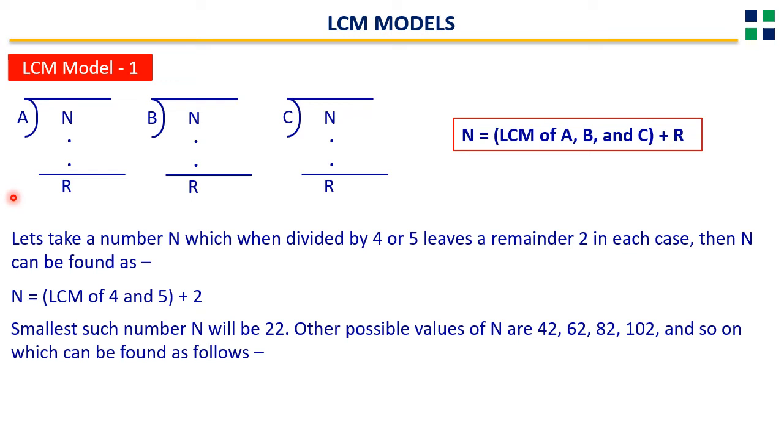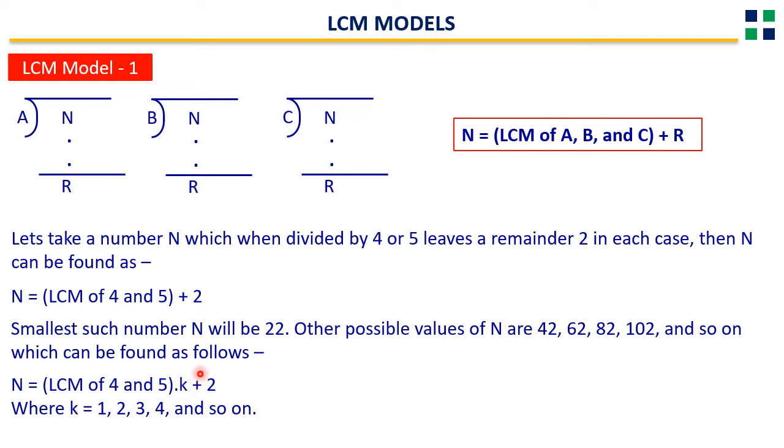Another possible value of n can be 42, 62, 82, 102 and so on, which can be found out as LCM of 4 and 5 into k plus 2. Here, if we put in different values of k, we can get multiple answers like 42, 62, 82, 102 and so on. So in this model, if the remainder is the same, we take the LCM of the divisors, that is 4 and 5, and we add the remainder to it, and we get the required number.